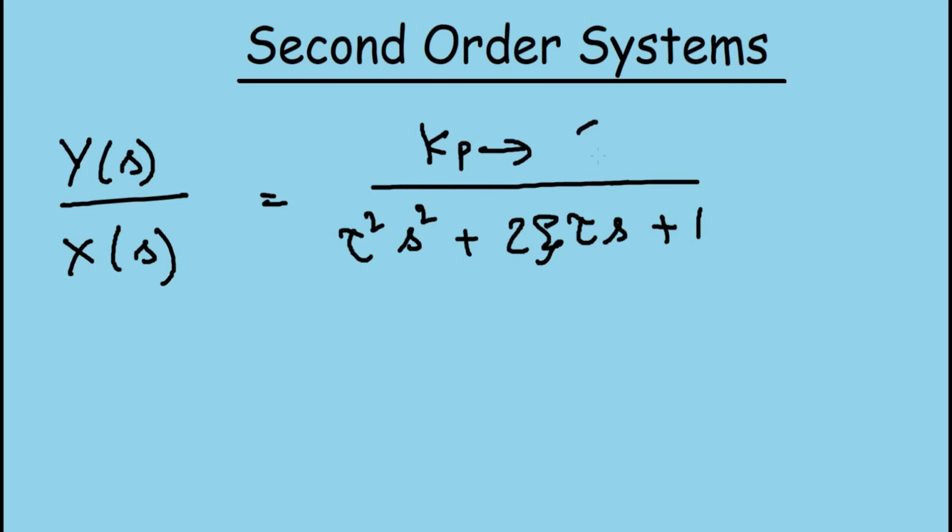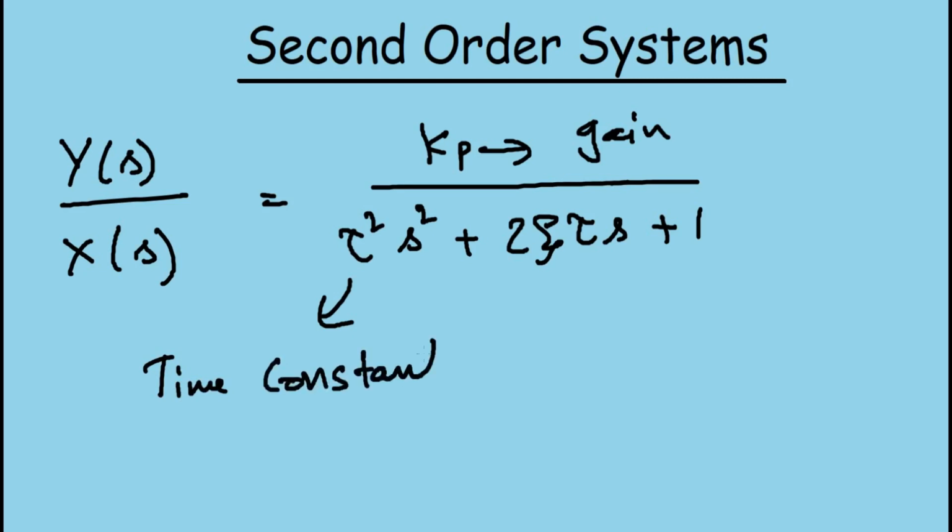I will explain each of these terms one by one. Kp is the gain. What is tau? Tau is nothing but the time constant. One more thing: what is this zeta? Zeta is nothing but the damping coefficient.